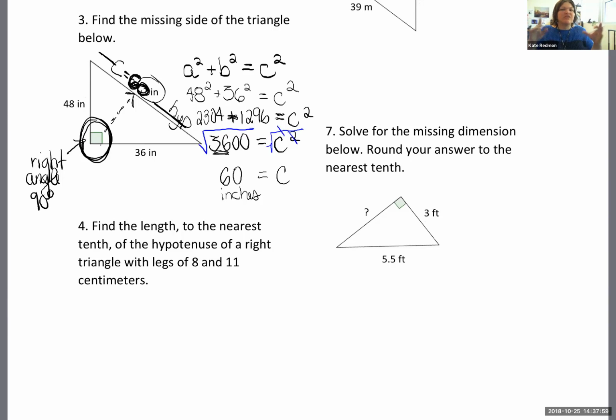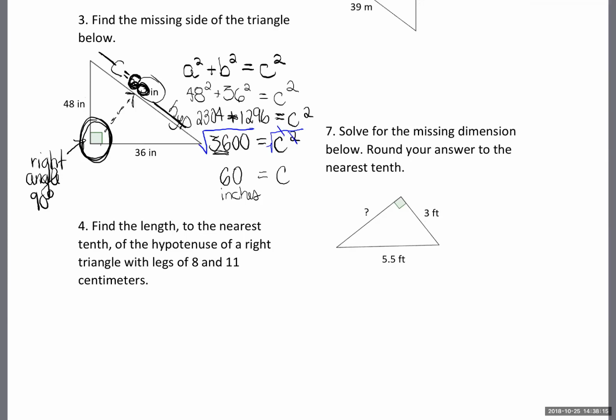Most of the problems that you'll see, they'll tell you it's a right triangle, or there will be some kind of proof within the problem that it's a right triangle, so you can use this formula to find a missing side. This number 3 is the more common problem type you're going to see. So let's look at a bunch more examples.